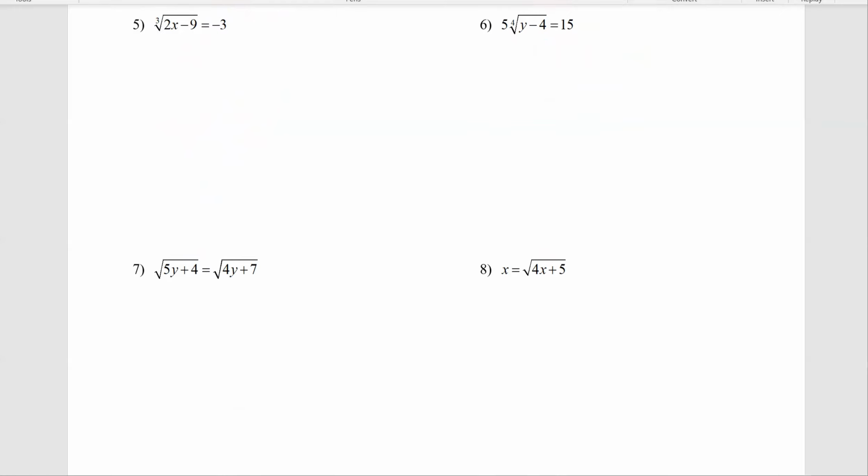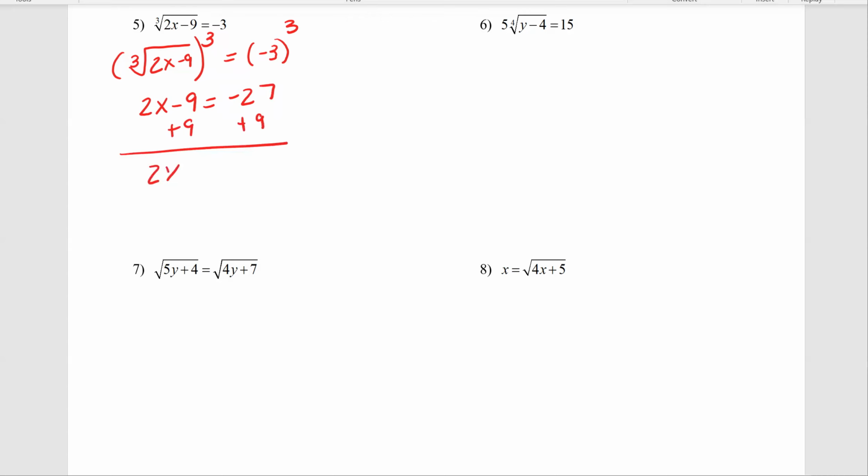Example number 5, now we have a cubed root. The cubed root is isolated, so let's cube both sides. Add 9 to both sides. And divide both sides by 2. Again, I'm going to leave the check up to you.